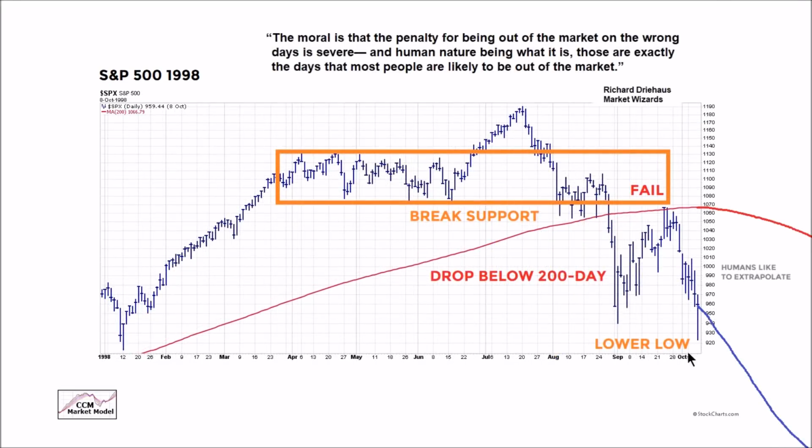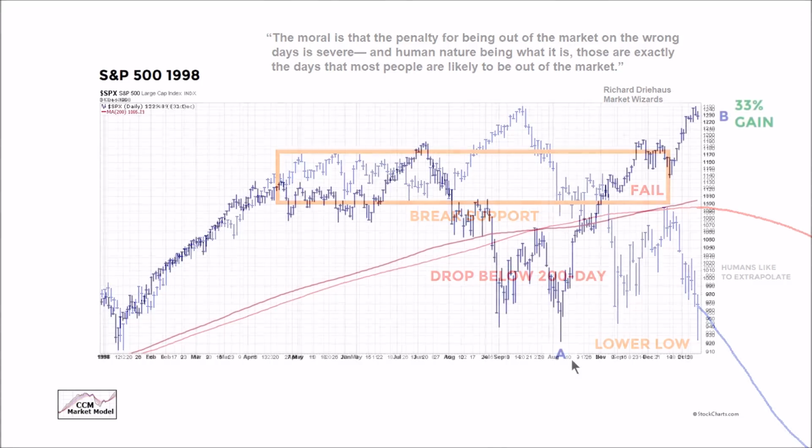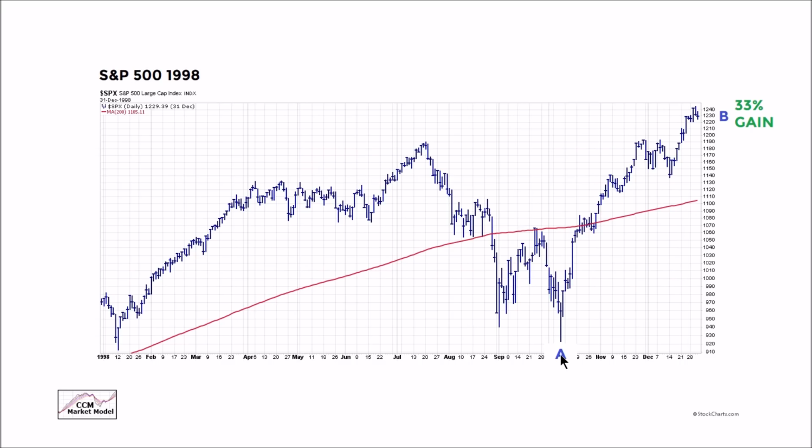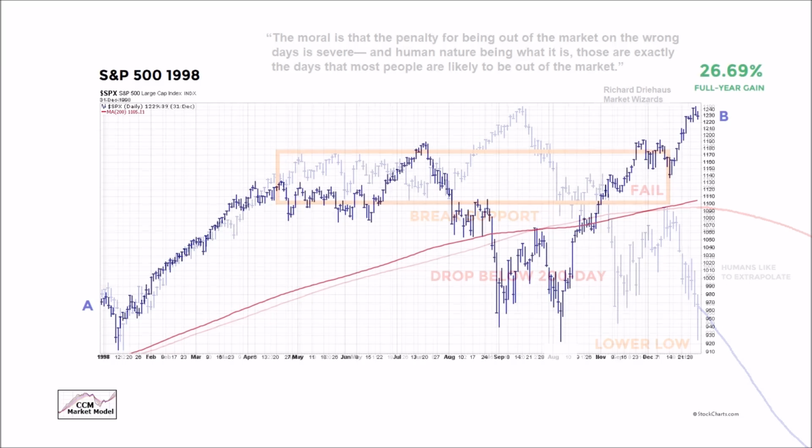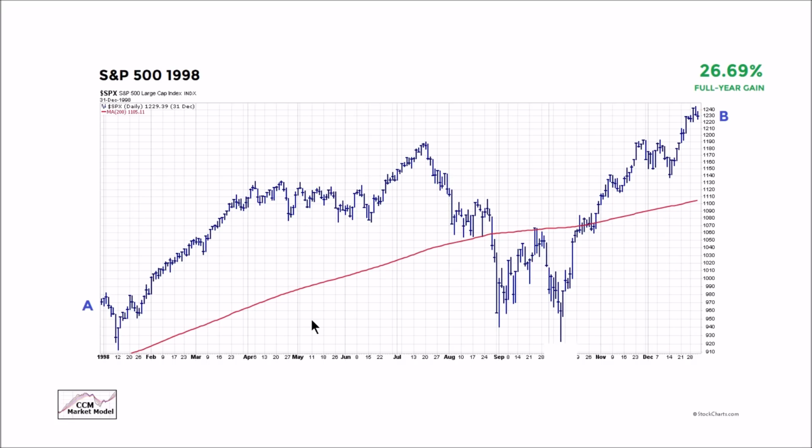In fact, rather than this being a logical place to exit, this is point A. The market didn't fall in this direction. It gained 33% to this high here in December of 1998. And while we had a very, very difficult market, not easy to navigate from point A to point B, and despite all of the bearish evidence, the full year return with the primary trend between point A and point B was almost 27%.